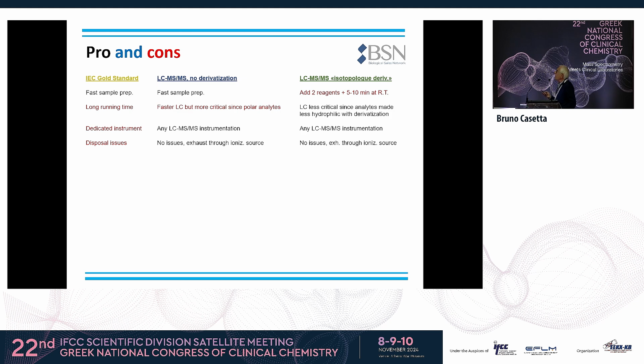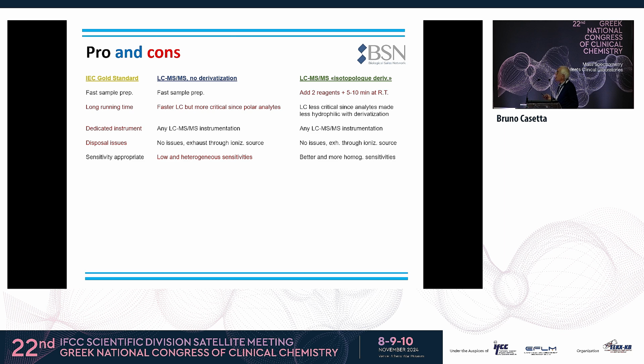Here with the LC-MS, it is a marginal point, but it is worth underlining that there is no issue, because anything entering the mass spectrometer is exhausted in gaseous form. So we don't have any liquid to manage. And of course, we don't have the ninhydrin.